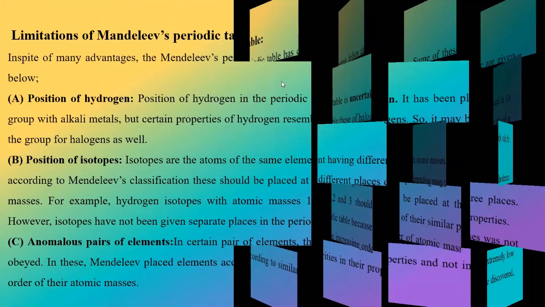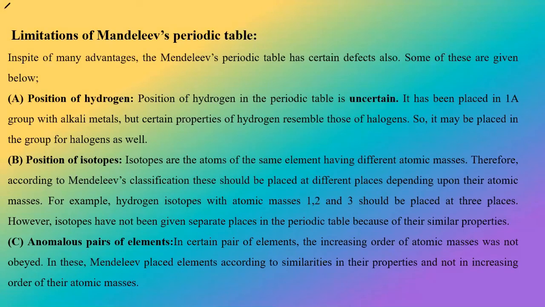Now, limitations of Mendeleev's periodic table. This is also a very important fact that we need to know. What are the limitations? In spite of many advantages, Mendeleev's periodic table has certain defects. Some of these are given below. Fine. What are the defects?